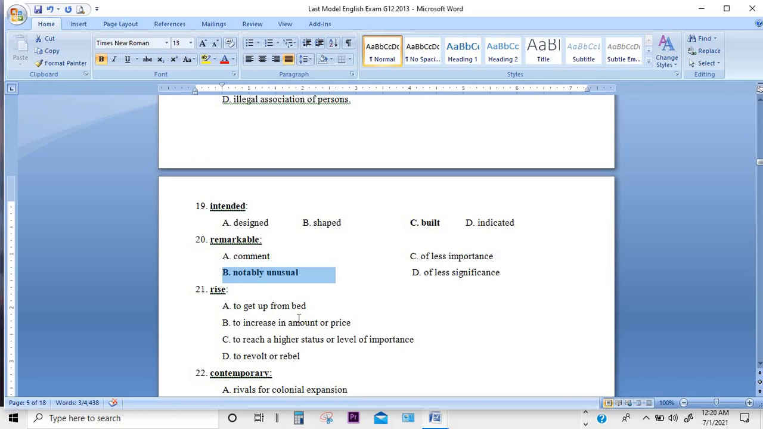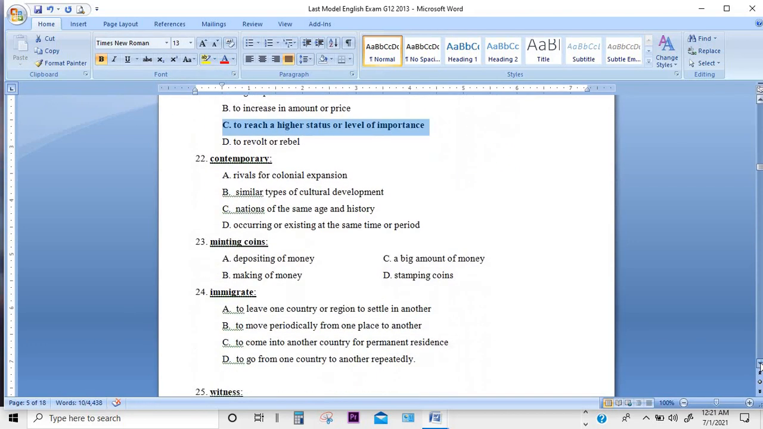Okay, that is the denotational meaning. The connotational meaning, or the meaning in the context of the passage, is the one in C. So our answer is C. Rise means to reach a higher status or level of importance, but B is the dictionary meaning, or it is a denotational meaning, whereas the others are not such related. Okay, the others are not much related.